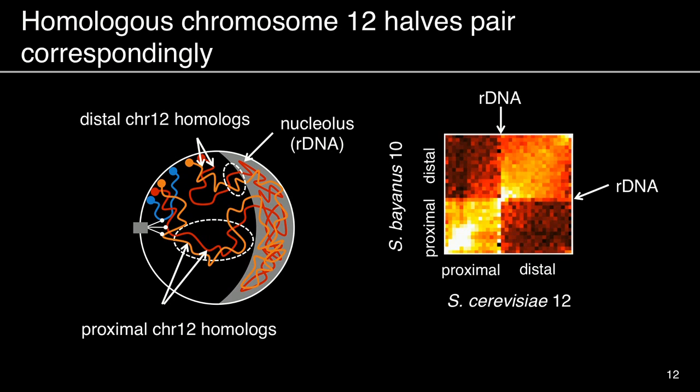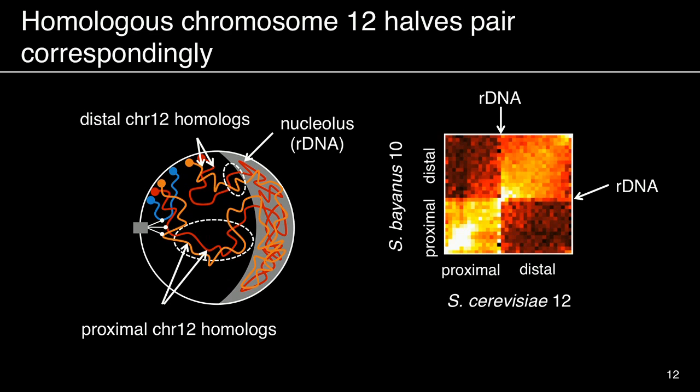What we see in this Hi-C data is that the homologous proximal halves seem to interact very strongly with each other, as do the distal halves. And this pairing is much stronger than any of the non-homologous interactions. So we wondered why this might be happening. We had two hypotheses. First, maybe it's sequence dependent. Maybe there's something special about the sequence of chromosome 12.